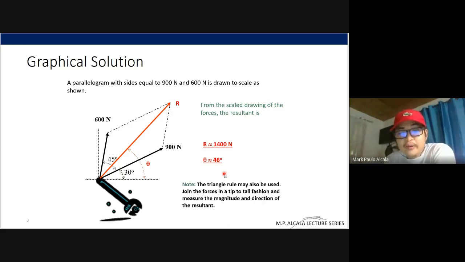The triangle rule may also be used in the graphical solution. So that will be this one, move here, and then connect head to tail, and then connect the resultant from the point of application to the end of the head of 600 newtons here.